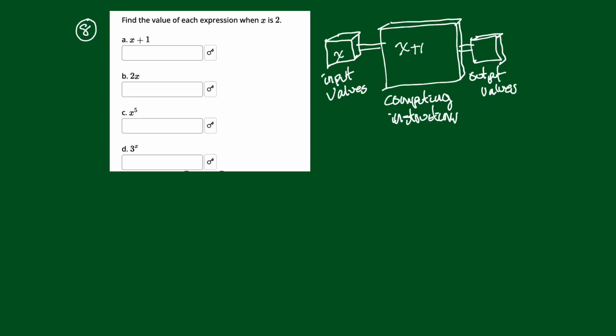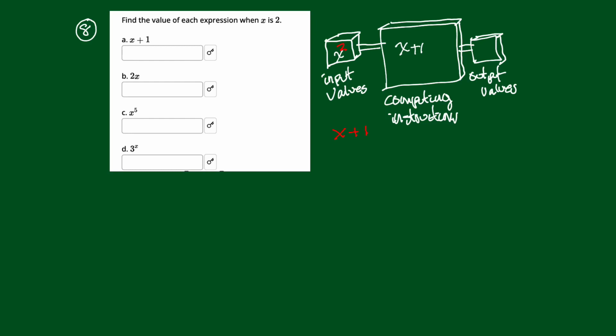Now x is a variable, so x can take on different values. And what we're going to do in this problem here is we're going to assume that x takes the value 2. So we're going to put in a 2, then run 2 through our set of computing instructions, and then once we get that value, put it over here in the output box. So let's do this. Let's see how it goes. I'll write our computing instructions down here.